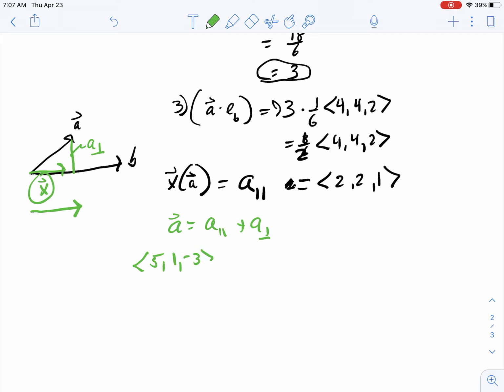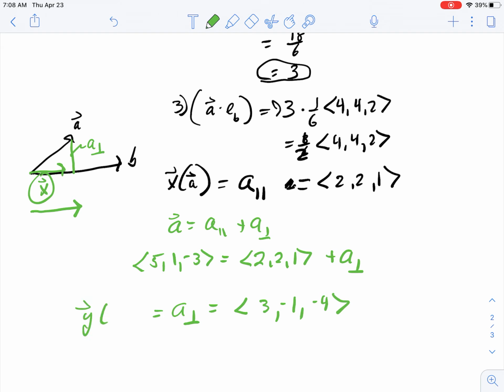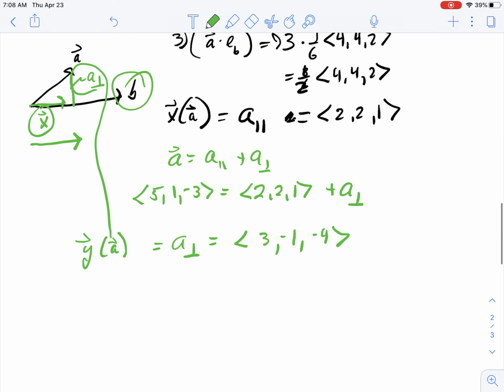A is 5, 1, negative 3. My A parallel I just found is 2, 2, 1. And I want to find A perpendicular, so I'm just subtracting. Therefore my A perpendicular would be 3, negative 1, and negative 4. And what does that mean? Well, that is my y component of A according to B. Hopefully that helps out, another example of that.